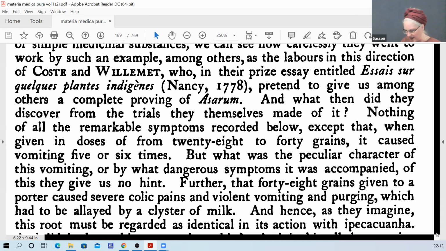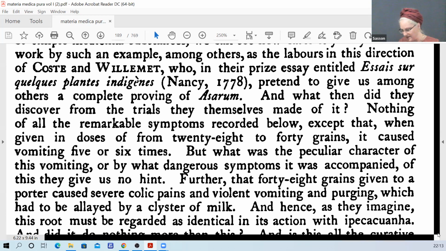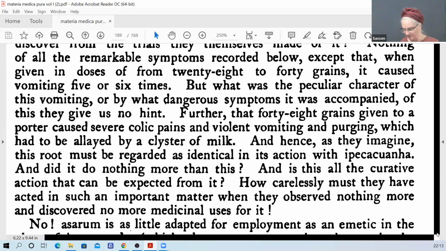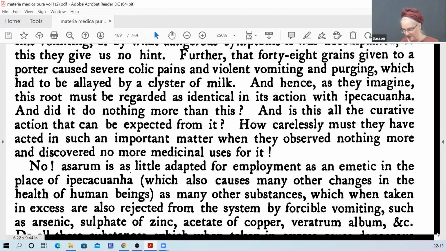Further, the 48 grains given to a porter caused severe colic pains and violent vomiting and purging, which had to be allayed by a clyster of milk. So he got an enema of milk, and that helped him. And hence, as they imagine, this root must be regarded as identical in its action with ipecac. But it's not, is it? And did they do more than this? And is that all the curative action that can be expected from it? How carelessly must they have acted in such an important matter when they observed nothing more and discovered no more medicinal uses for it?